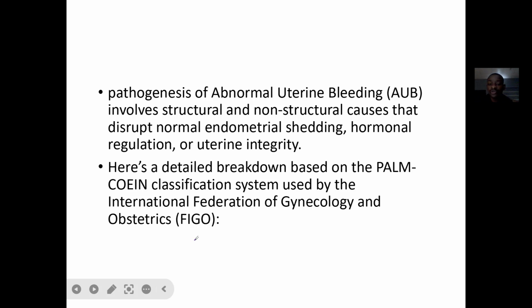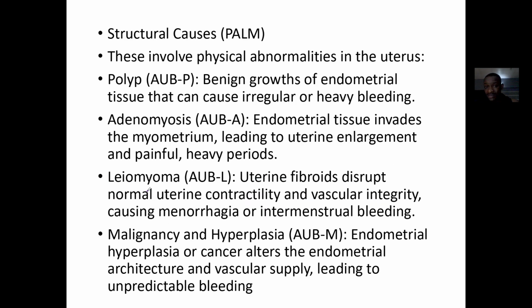It involves structural and non-structural ways. Structural ways are when there is bleeding and you can structurally say, okay, this is what is causing the bleeding. While the non-structural is more like systemic complications, where you can't actually pinpoint the cause. So we usually use the mnemonic known as the PALM-COEIN classification. For the structural ways, what are the possible pathogens?